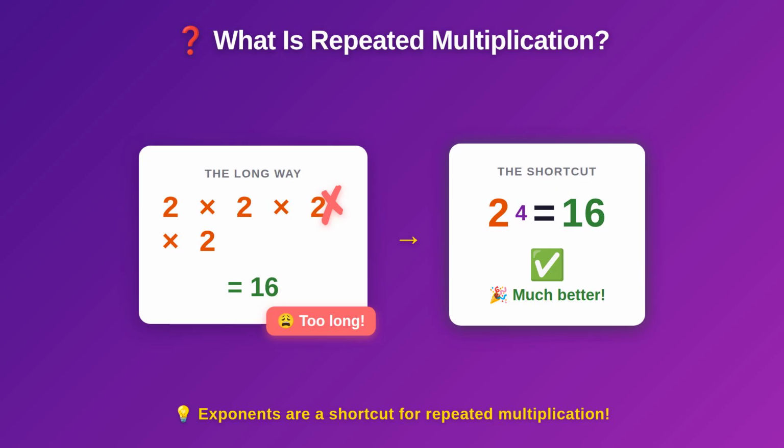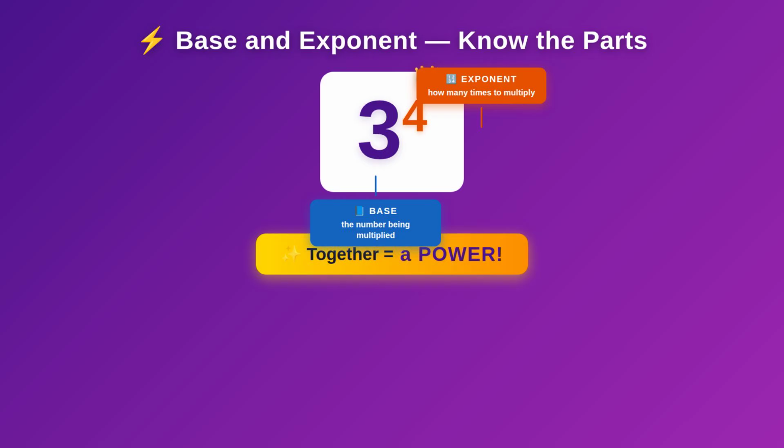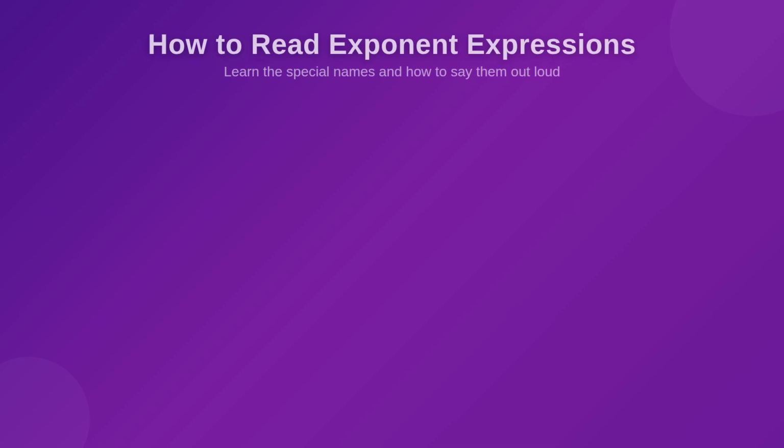Think of exponents as a shortcut, a way to say, multiply this number by itself this many times, without writing it all out. Now let's meet the two superstars of this lesson, the base and the exponent. In the expression 3 to the 4th power, the 3 is called the base. That's the number you're going to multiply. The little 4 floating up top is the exponent. It tells you how many times to use the base as a factor. Together, they form what we call a power. So 3 to the 4th power means 3 times 3 times 3 times 3. The exponent is like a tiny boss telling the base what to do.